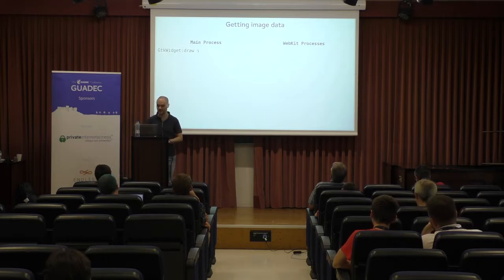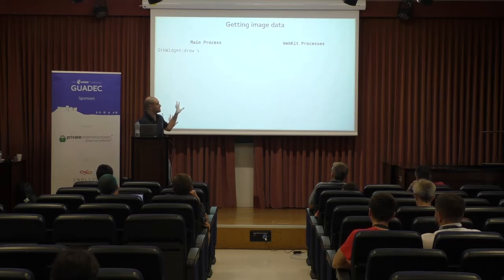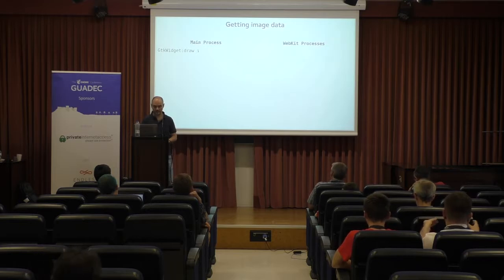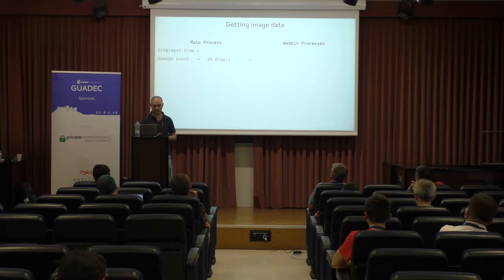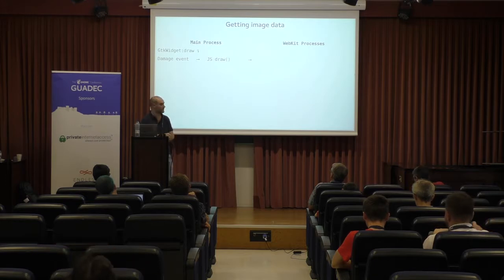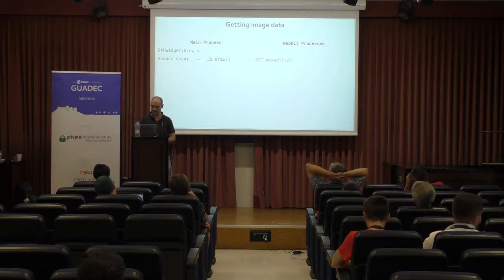So, what's going on behind the scenes? This is a simplified version of what's going on, because WebKit has more than one process, but I'm just going to split things into the main process where the UI and GTK is running, and everything that runs on WebKit. So, you get a draw from a widget that causes a damage event. I have a special handler in the damage event that calls a JavaScript function for drawing the widget, which will get the image data using the special URI we just talked about.